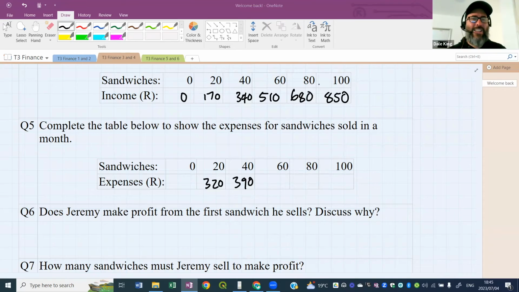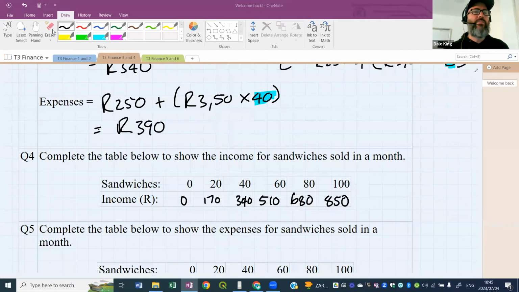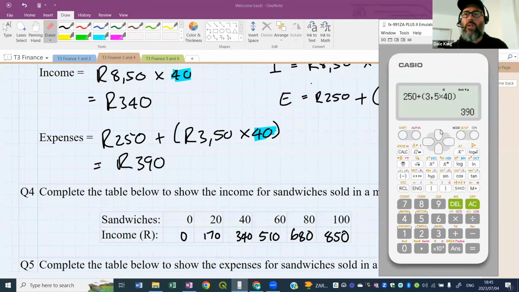All right, you're back again. Tell me, for 0 sandwiches, he makes no sandwiches. What are his expenses? 0. Let's check. Have you got the equation on your calculator? I've got mine there. It's 250 plus, and then I've got a bracket. You might not have brackets. 3 Rand 50 times however many sandwiches. So if we change that number for sandwiches to 0.